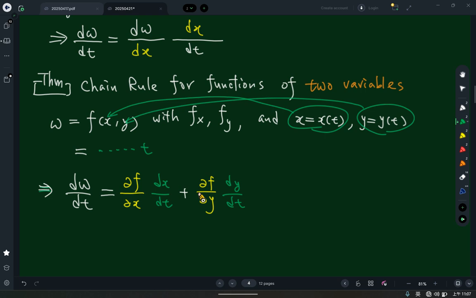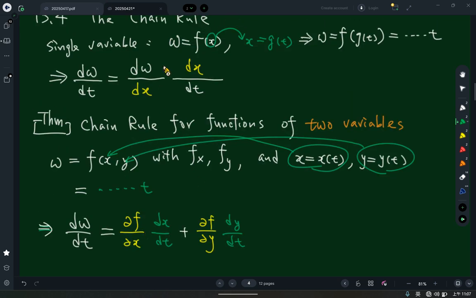So you can make a comparison from here to here. If you just hide y, it will become a single variable function, so it will go back to this one. If you just hide x, then you will also go back to a single variable function. So when we encounter two variable functions, this result is just like this one.